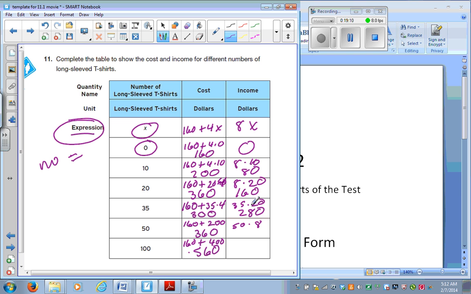Gosh, I'm losing it today. I don't know why I did this. 35 times 8, not 35 times 20. Still gives you 280. Sorry, guys. 50 times 8 means you'd make 400. And finally, 100 times 8 t-shirts means you would make $800.